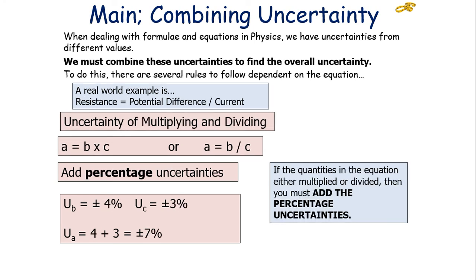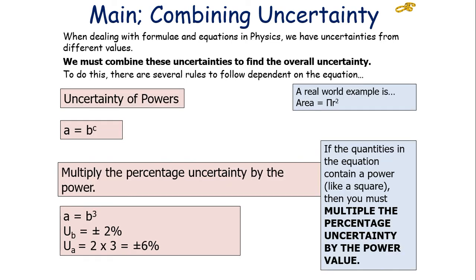Now, if you're multiplying or dividing, such as in resistance equals potential difference over current, or power equals potential difference times current, you now add the percentage uncertainties. It doesn't matter if it's a division or a multiplication, because you're considering both terms to work out your value in that equation, so you always add the percentage uncertainties. Let's say the percentage uncertainty in potential difference was 4% and the percentage uncertainty in current was 3%. If resistance equals PD over current, it's therefore going to be 4% plus 3% equals 7%.